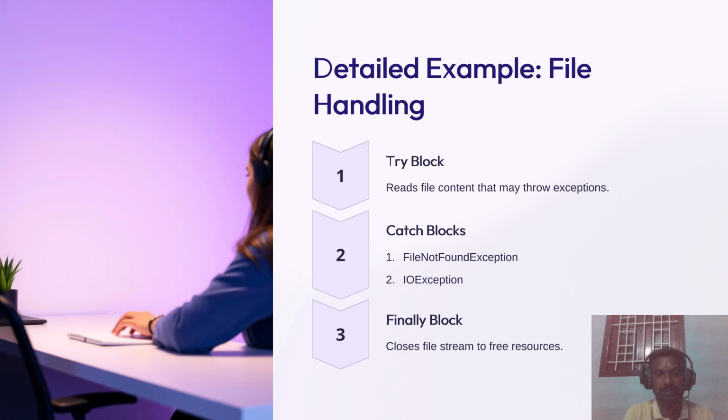So this is a very simple one: try block, then catch block, then finally block. Very simple definition. The try block reads files that may throw an exception. The catch block handles file not found and IO exception. In case either occurs, the catch block handles these two types of exception. The finally block closes the file stream to free resources. If you understand this particular concept, we'll see the next example.